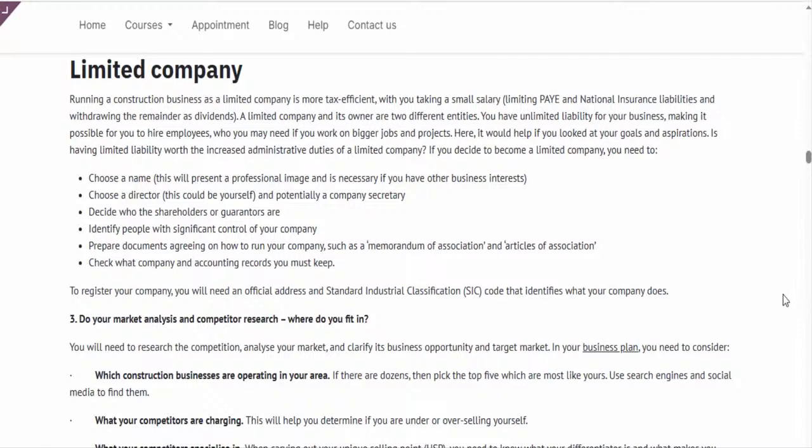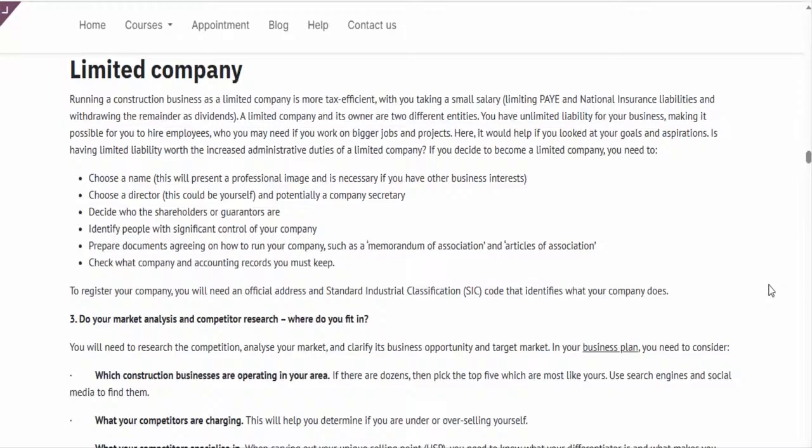Here, it would help if you looked at your goals and aspirations. Is having limited liability worth the increased administrative duties of a limited company? If you decide to become a limited company, you need to choose a name. This will present a professional image and is necessary if you have other business interests.